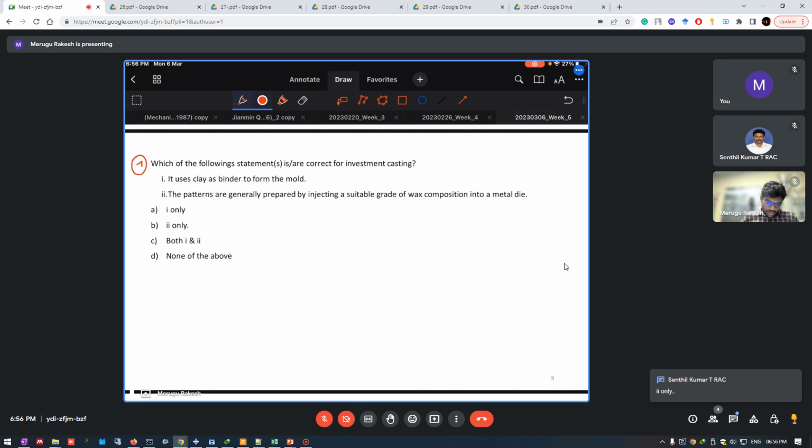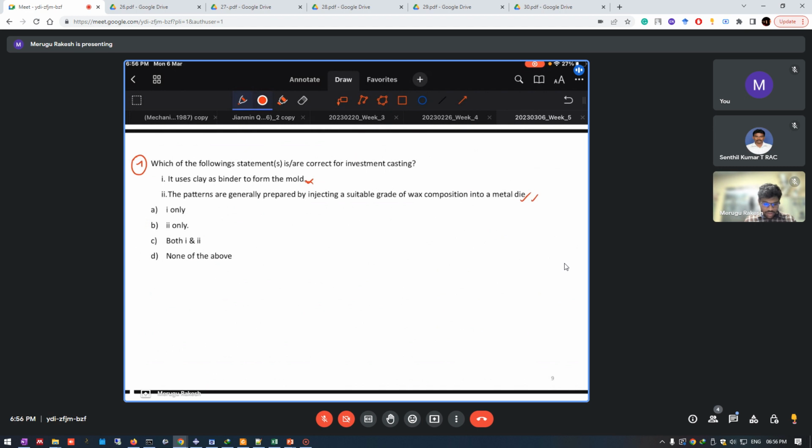Okay. First, it uses clay as binder to form the mold. Correct. The patterns are generally prepared by injecting a suitable grade of wax composition into a metal die. Yeah, this is also correct. No, this statement is wrong.